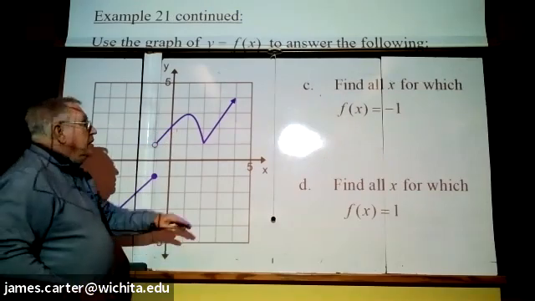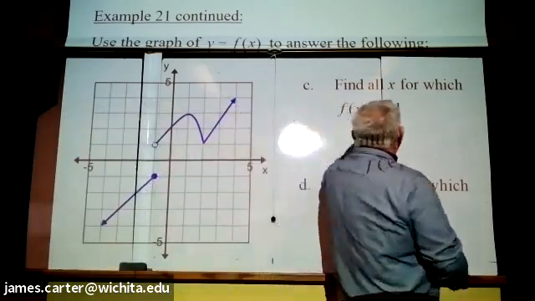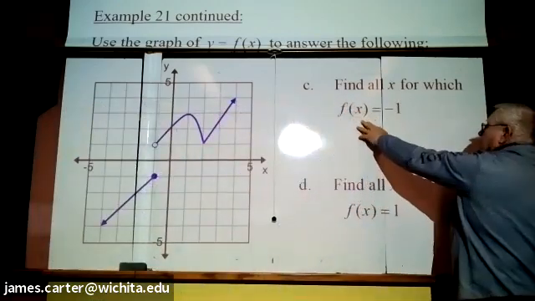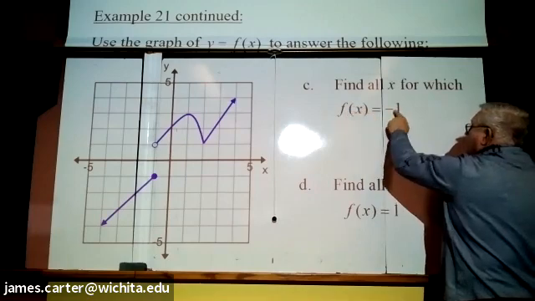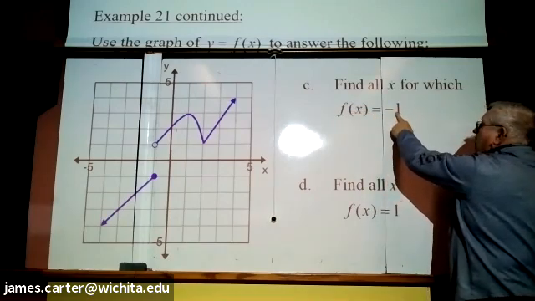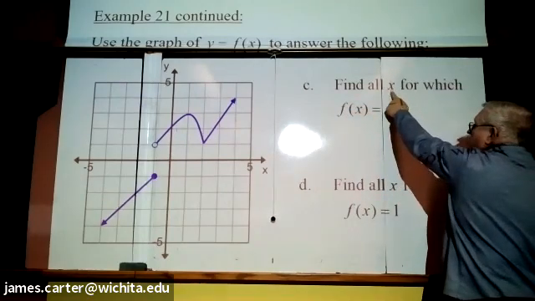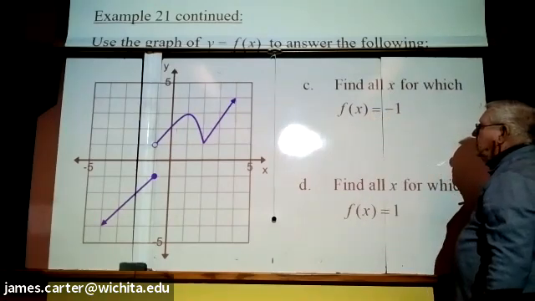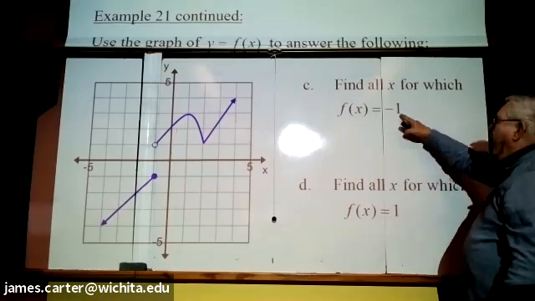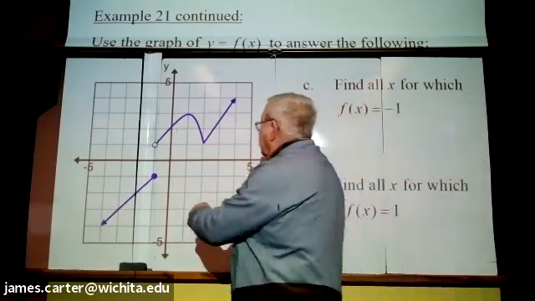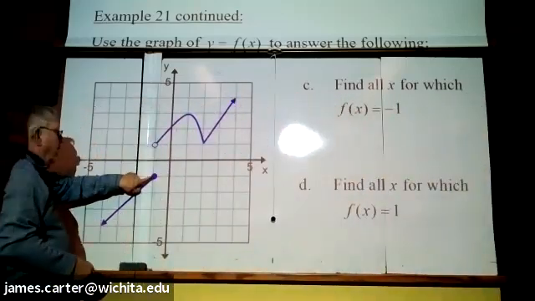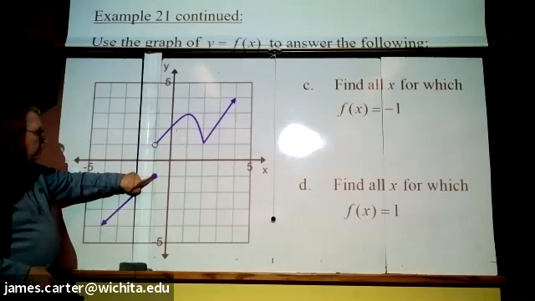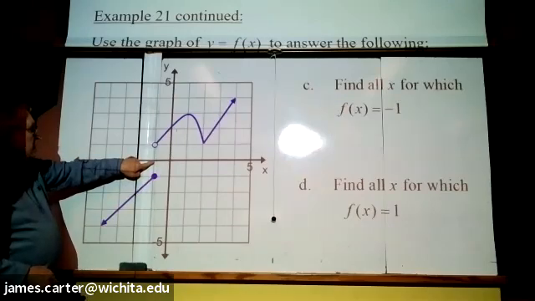Okay, now this notation means that y is equal to -1, and they want you to find x. So this problem is just backwards from the previous one. Okay, so if y is -1, right here, y is -1. So x is also -1.